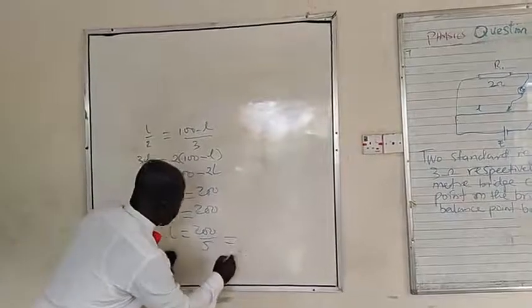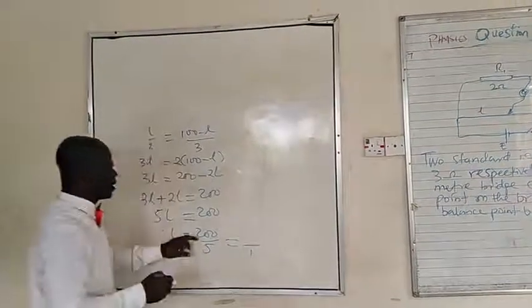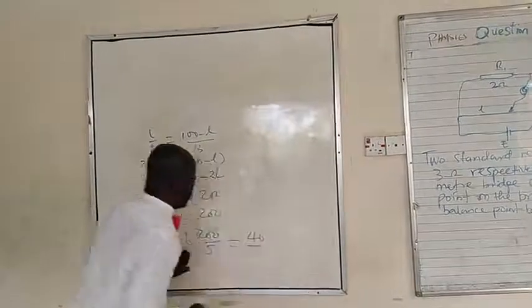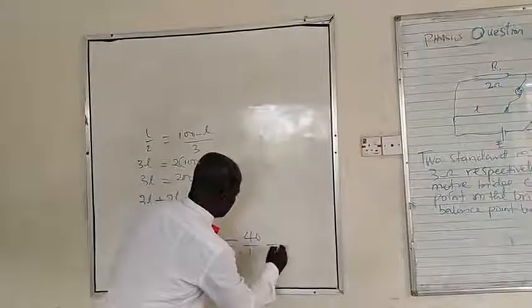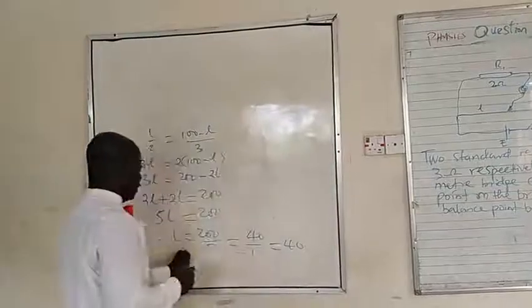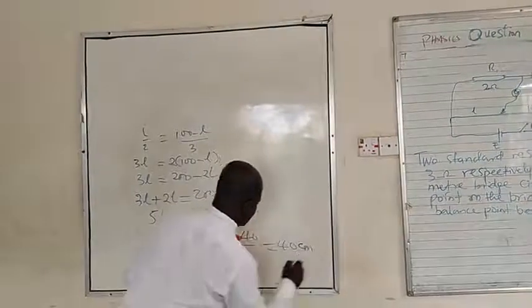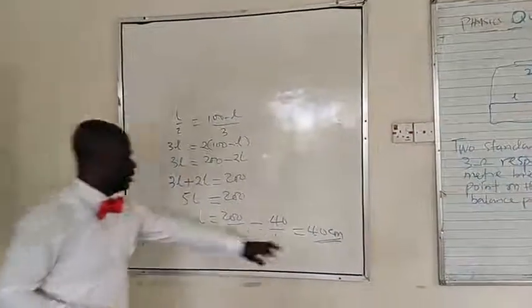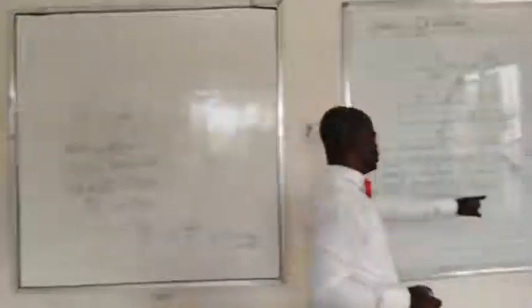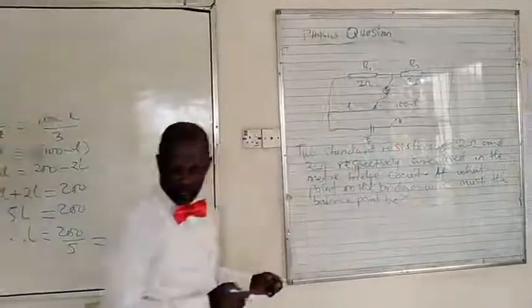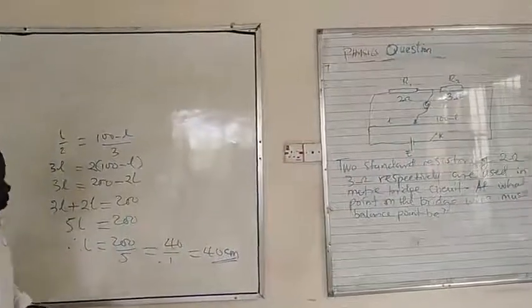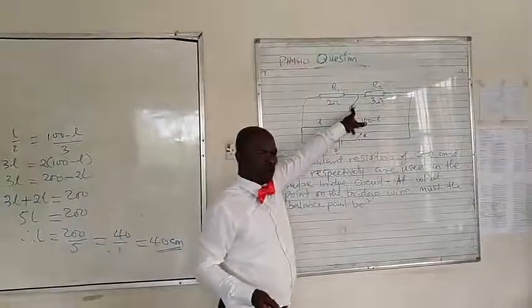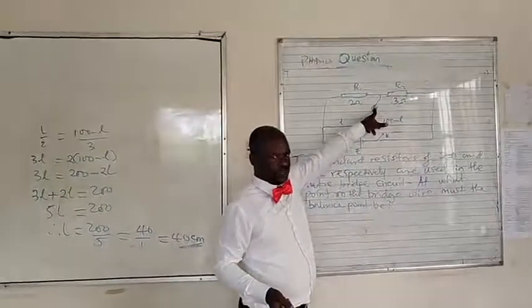5 into 200 gives 40. And that gives you 40 centimeters. That is the value for L. That is the point at which the balance point must be. And in fact, that gives us the point at which the galvanometer makes no further reading, because at null point, no current will be in the galvanometer.